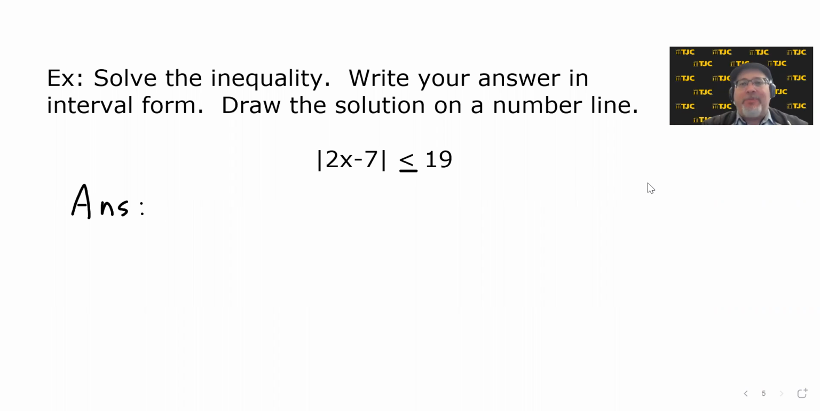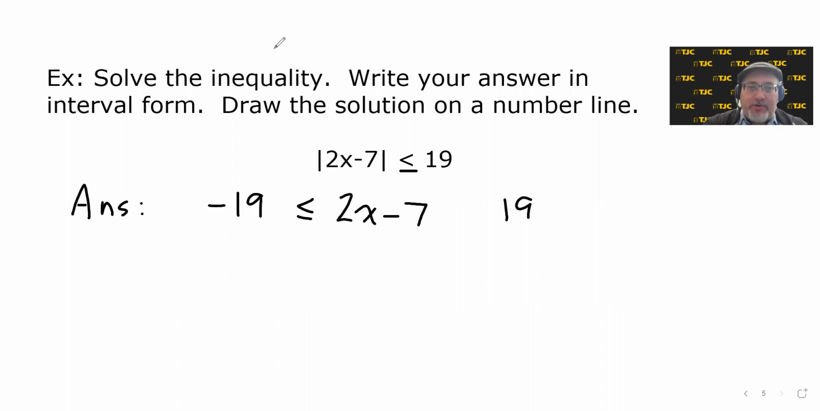To set up an absolute value less than problem, you simply put the expression between the negative of the number and the positive of the number. And in this case, it's less than or equal to in both of them. This says that 2x minus 7 is between negative 19 and 19, which makes sense because the original inequality says the distance from 2x minus 7 to 0 is less than or equal to 19. Pretty straight shot to the end.